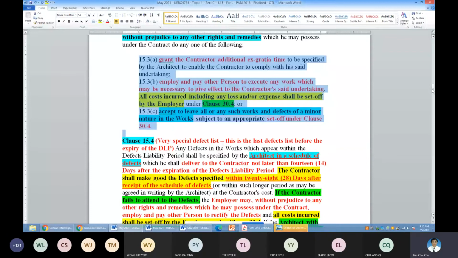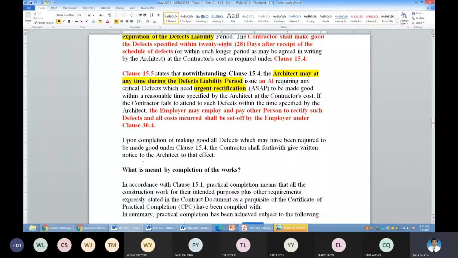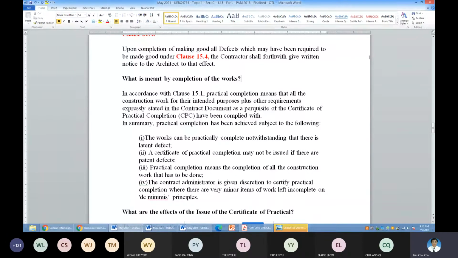So upon the full completion, under clause 15.4, that is the last lease, then the CMGD will be issued. I hope you understand the operation of the various clauses and the implication to the contractor and also to the employer. The architect is the party that does all the administrative work on behalf of the employer.